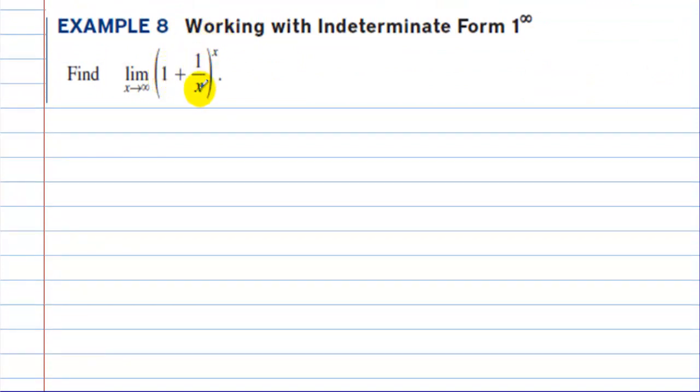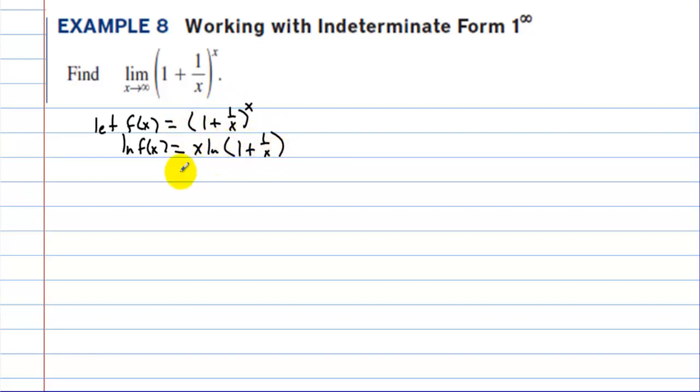So if we plug infinity into this, 1 over x is going to be 0. So we have 1 to the infinity. We're going to let f of x equal the function 1 plus 1 over x, to the x. Then we can take the natural log of both sides. That's equal to, and when we take the natural log, we can bring that power down. We have x natural log of 1 plus 1 over x.